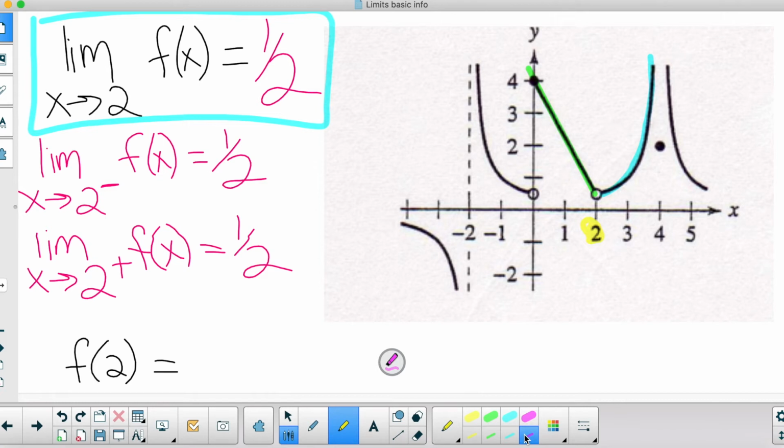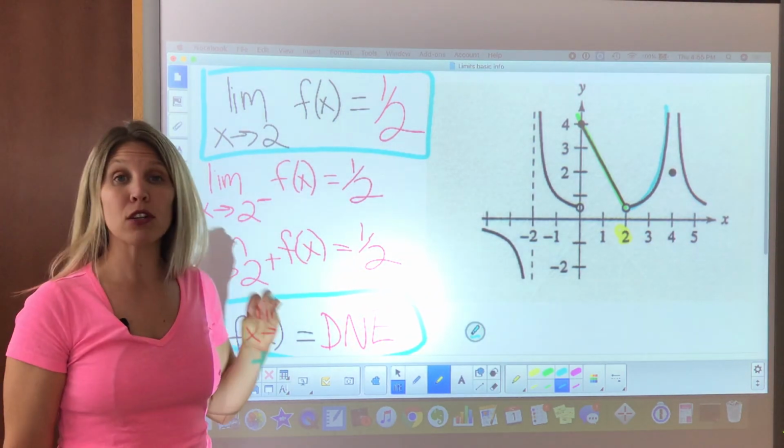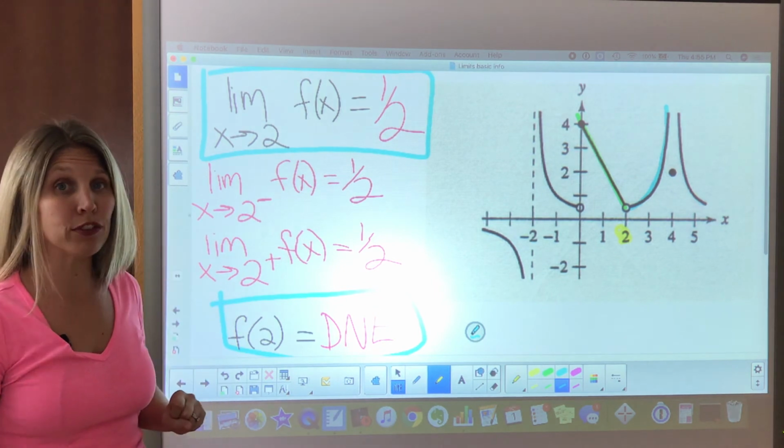I don't see a closed dot, do you? All I see is an open circle. If all you see is an open circle, can this have a value? No, it cannot. So our value does not exist. So again, notice how your limit and your value do not have to match.